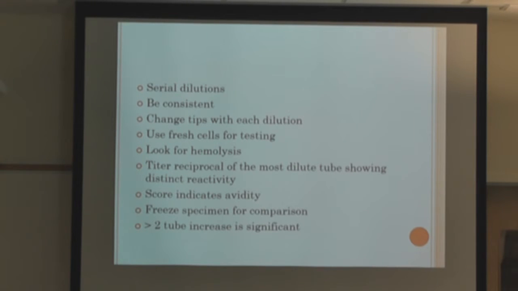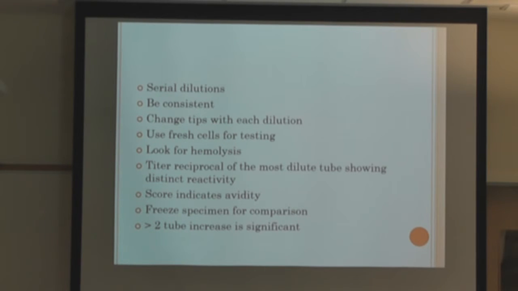Use the same cells for testing. That's important because if you're doing parallel titers, you don't want to use this R1 cell for this titer and this R1 cell for this other titer, because really and truly you're adding another variable in there. So you want to make sure you have enough cells to be able to do that.